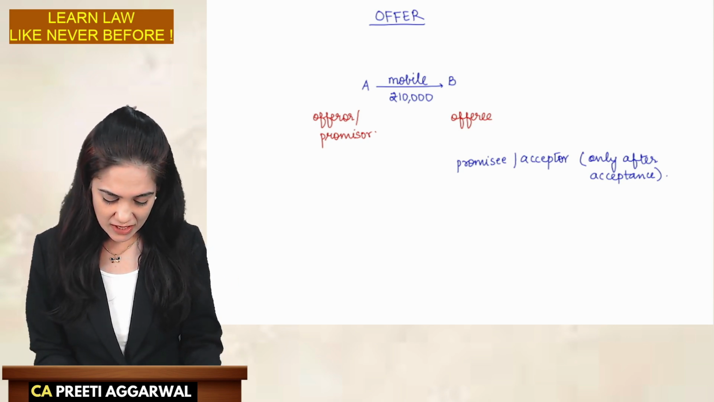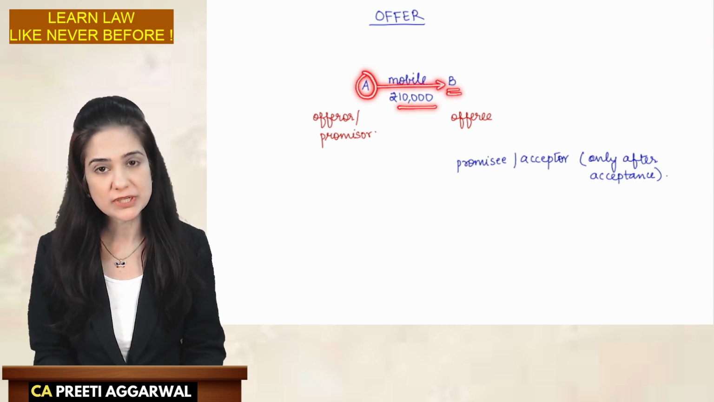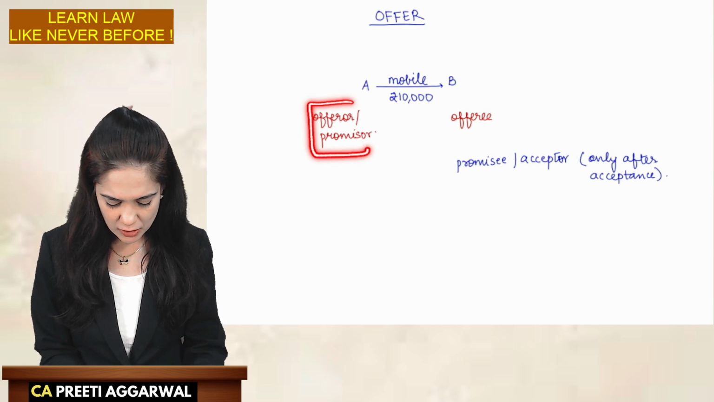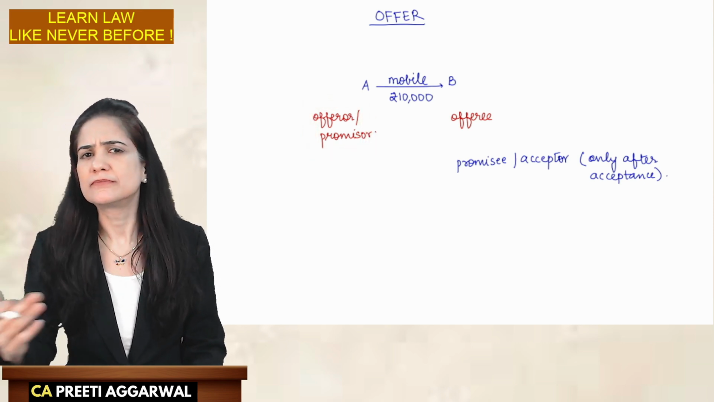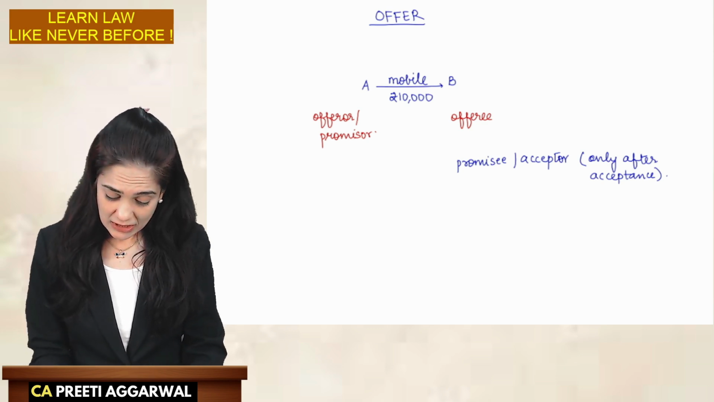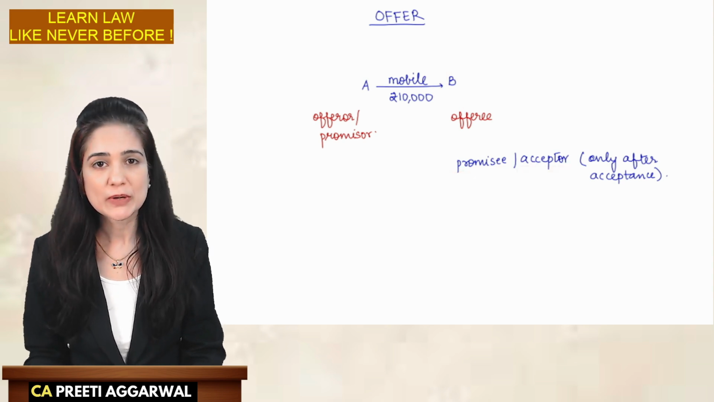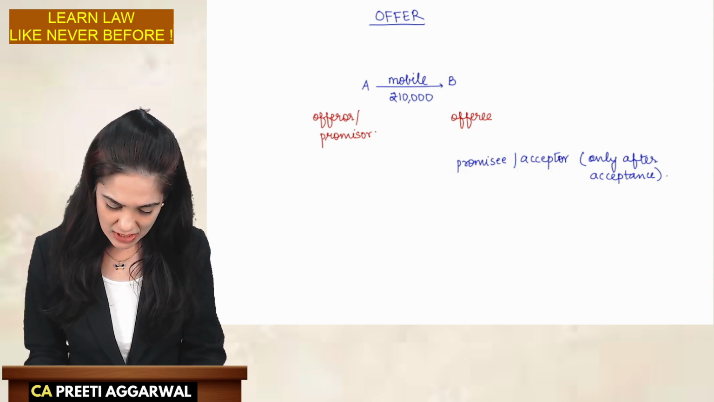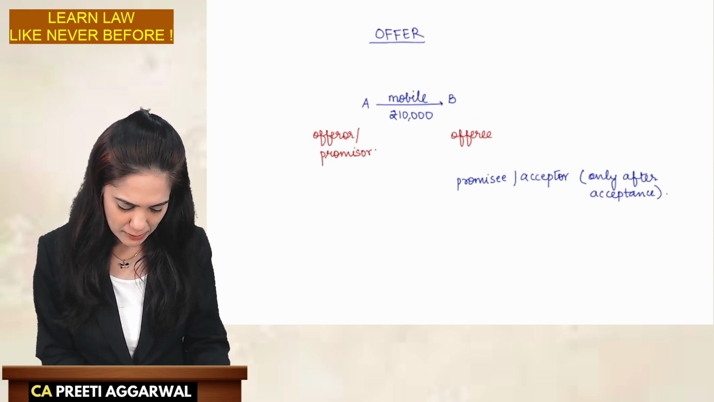Let's revise. A offered to sell his mobile to B for 10,000. The person who gives the offer is known as offerer. The person to whom the offer is given is the offeree. This person will be known as the promisee or acceptor only after acceptance. So, in your notebook, when you write the term offer, after that, you will make notes.